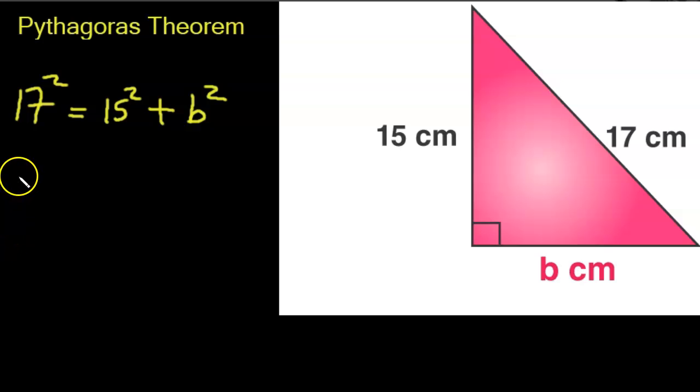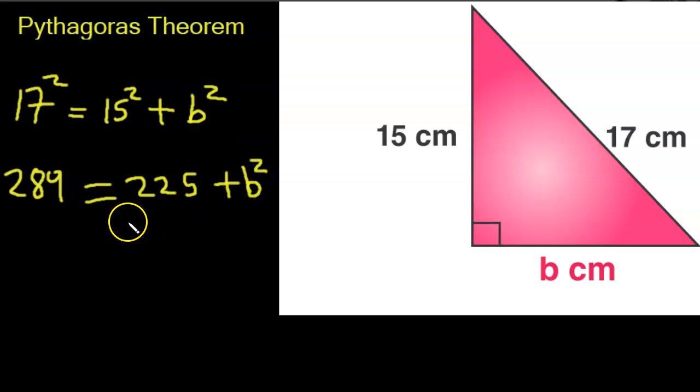Now 17 times 17, 17 square is 289. 15 times 15, that's 15 square, that's 225. Plus B square.